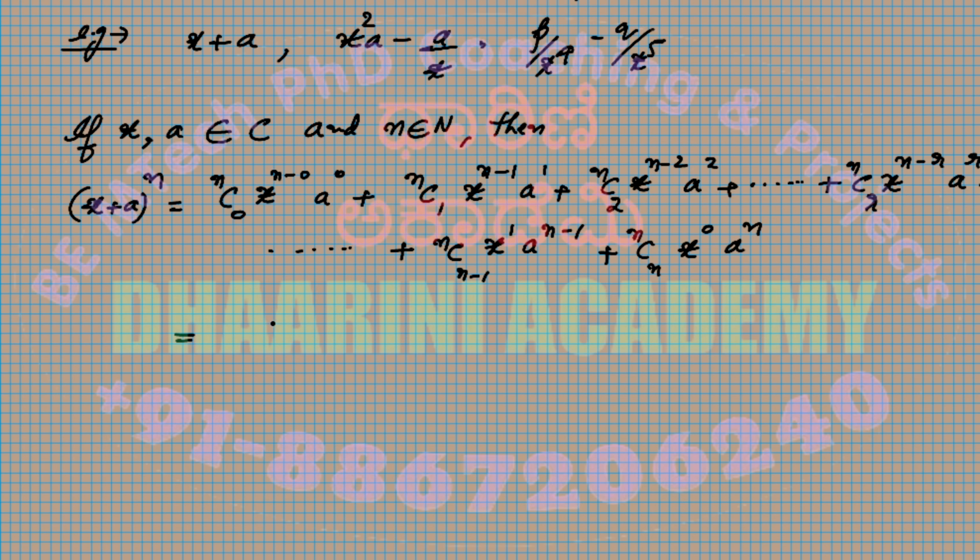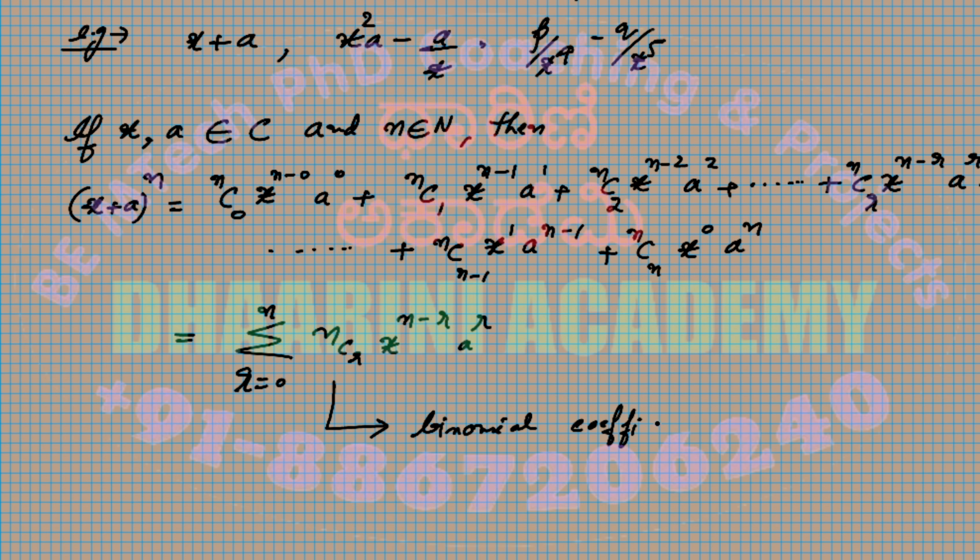In short, you can give a short form of this. This is the summation for r varying from 0 till the value n of ncr into x to the n minus r into a to the r, because we are writing x first. Here, these ncr, that is nc0, nc1, nc2, nc3 up to ncn, are called the binomial coefficients.